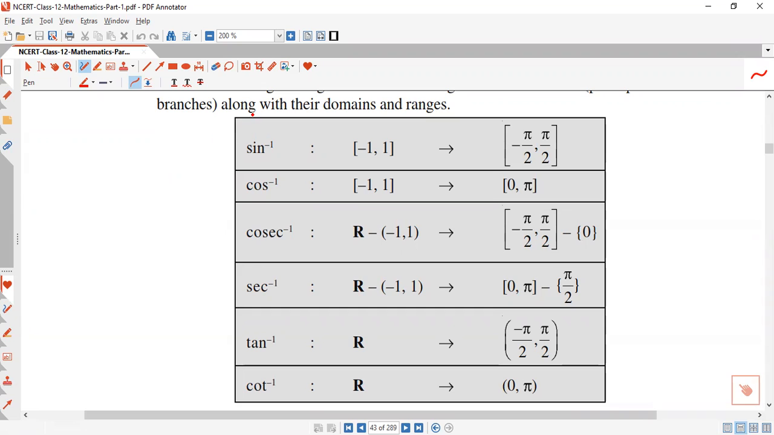We have inverse trigonometric functions. These are the functions, and we have the domain of the function, and this is the range of the function.